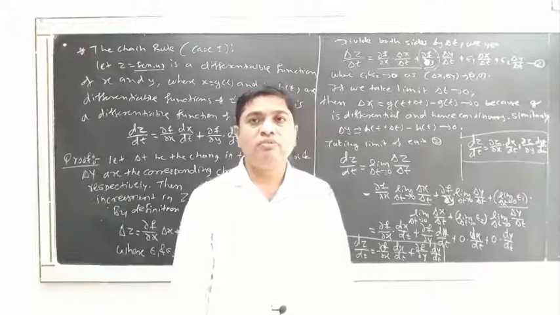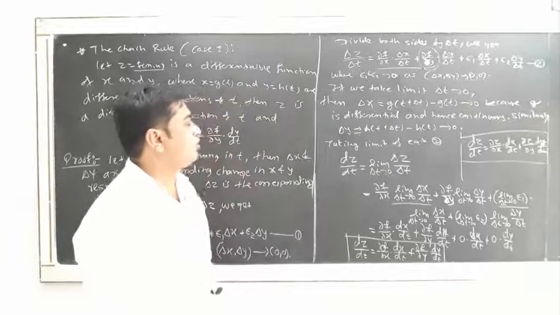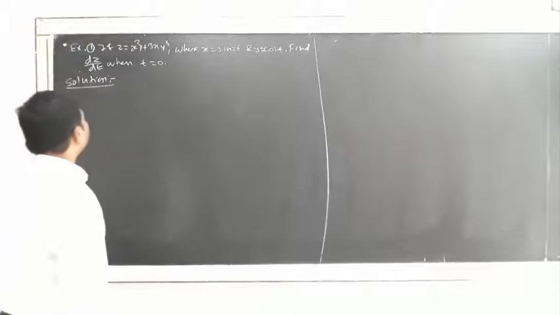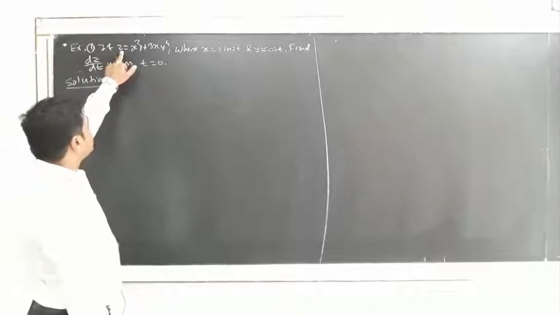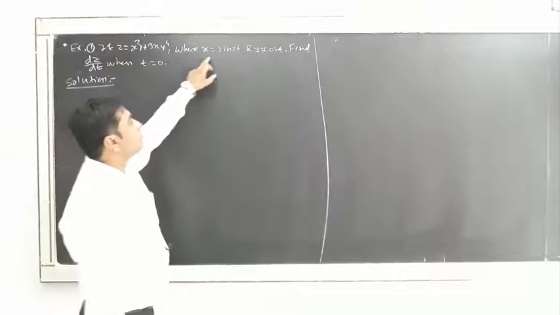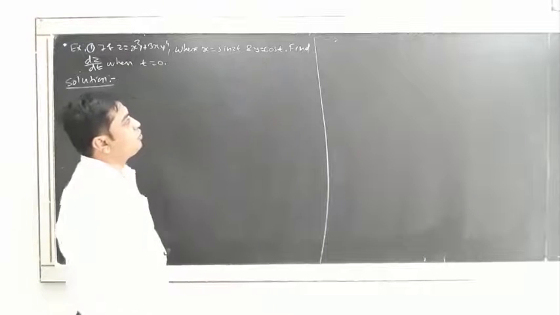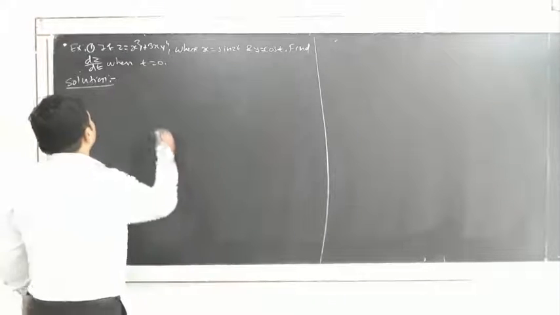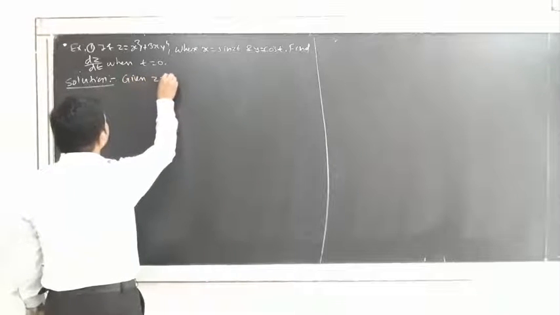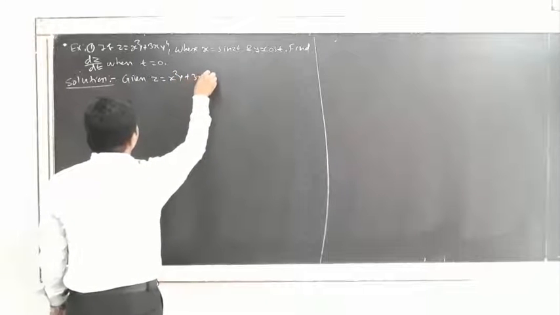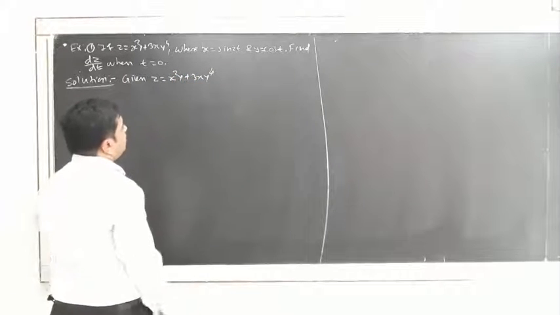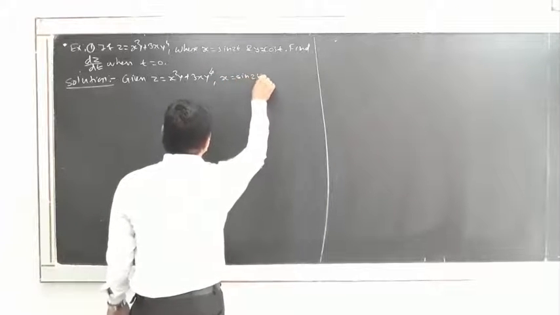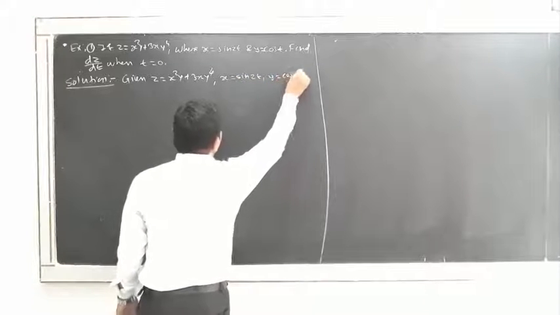So we solve some examples on this chain rule first. Okay, we solve the first problem. What is the first problem? z is equal to x squared y plus 3xy raised to 4, where x is equal to sin 2t, y is equal to cos t. Find dz/dt when t is equal to 0. So what is given? Given z is equal to x squared y plus 3xy raised to 4, x is equal to sin 2t, y is equal to cos t.